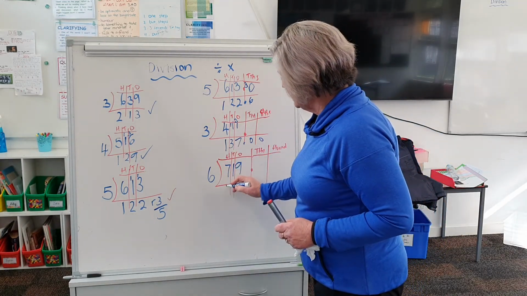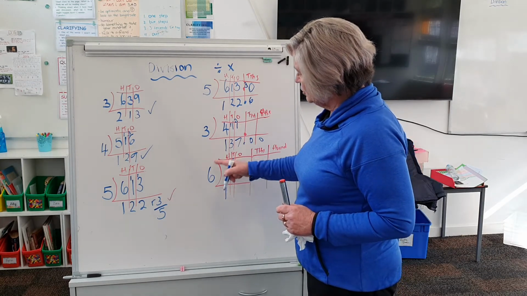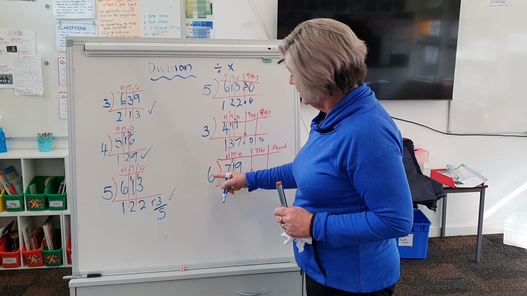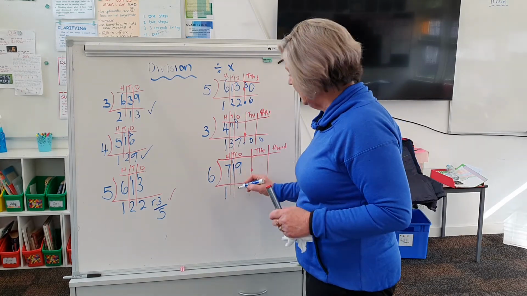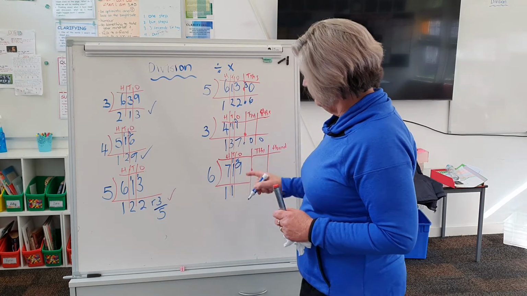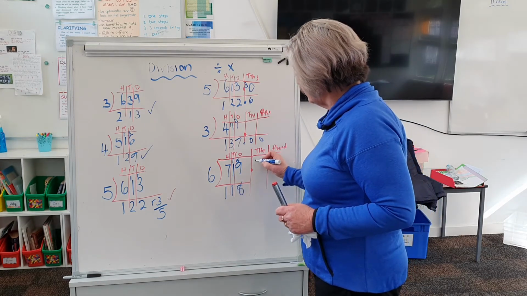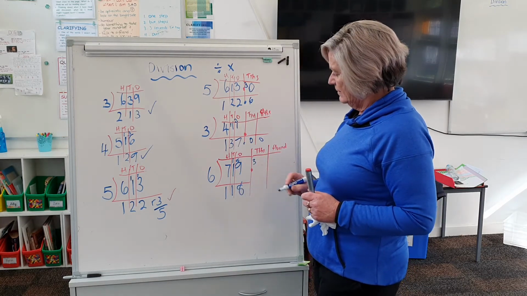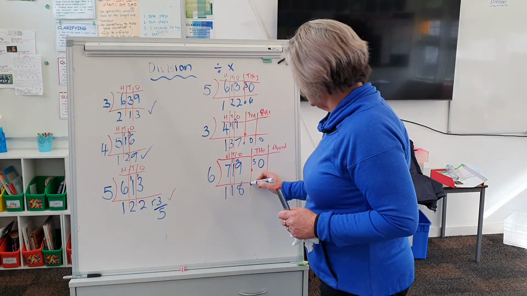7 shared between 6 is 1 each and 1 left over to put in the tens. 11 shared between 6, 6 and 6 is 12, too many. So I only get 1 each and 5 left over. Well, I know that 8 sixes are 56 and 3 left over. So I'm going to add a 0. 30 shared between 6 is 5.